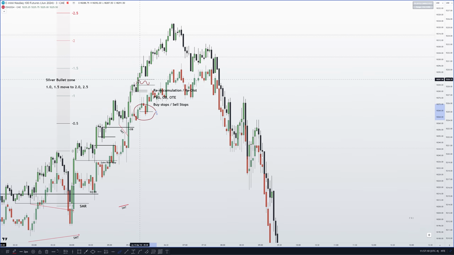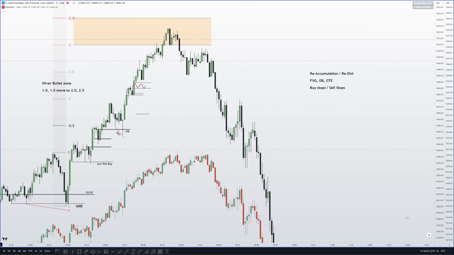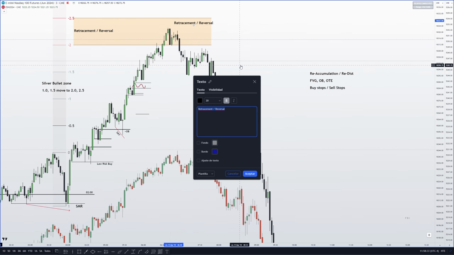It's the same for this PD array. So it's important to look for this SMT in the same one. So these are the confirmations for continuation to the 2 and 2.5 deviations. What element of the market maker buy or sell model do you find at the 2 and 2.5 deviation? Okay, for standard deviation, it's retracement and reversal. For the market maker buy or sell model, you can find the smart money reversal.